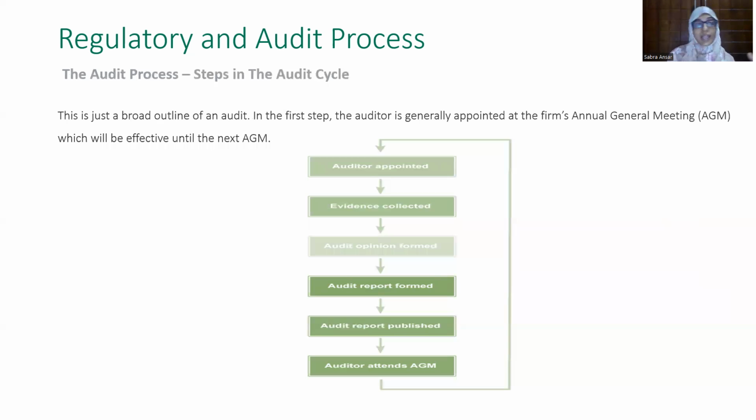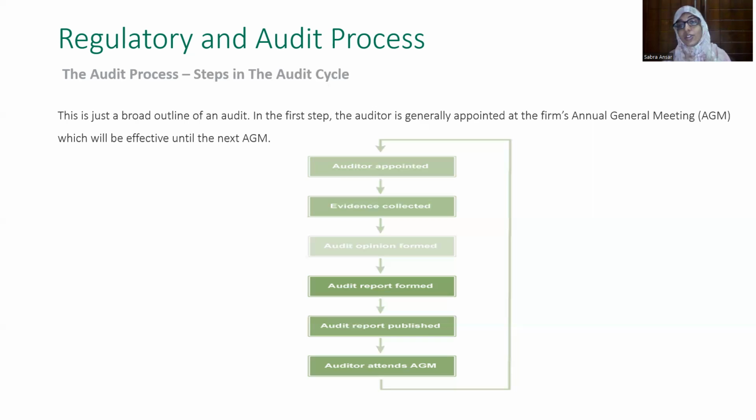Now we will be looking at the audit process and what the steps in this process are. If you just look at the broad outline of an audit, the first step is that the auditor is generally appointed by the firm's annual general meeting, or AGM, and it will be effective until the next AGM. So the auditor will be appointed, then they will collect all the evidence, and the audit opinion will be formed and a report is formed.